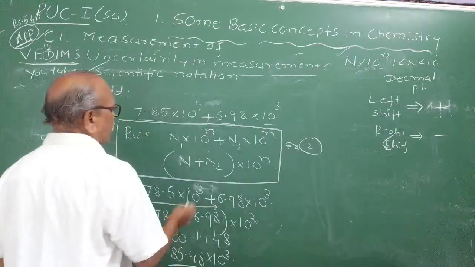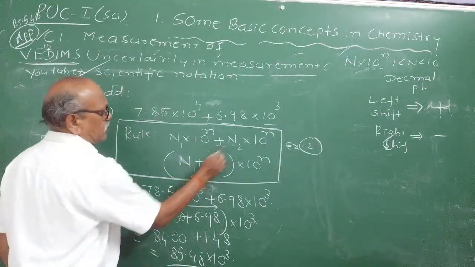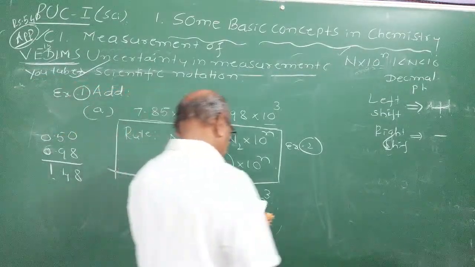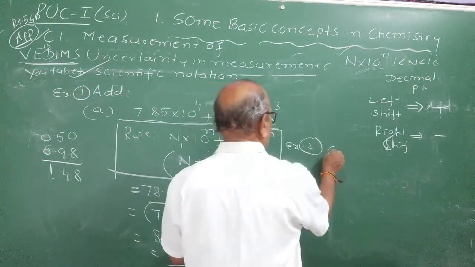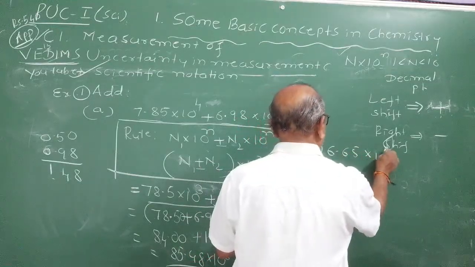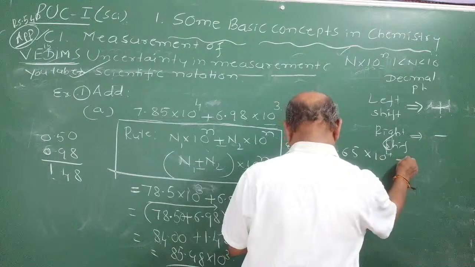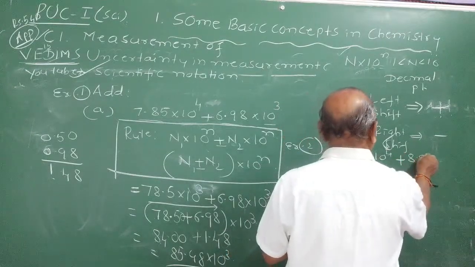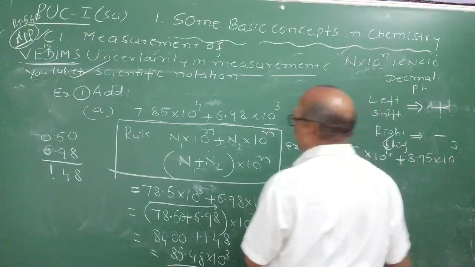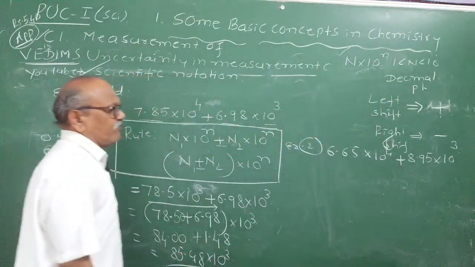And even you can take it as plus or minus. Even for subtraction, the same rule holds good. You can solve this problem: 6.65 into 10 raised to 4 plus 8.95 into 10 raised to 3.